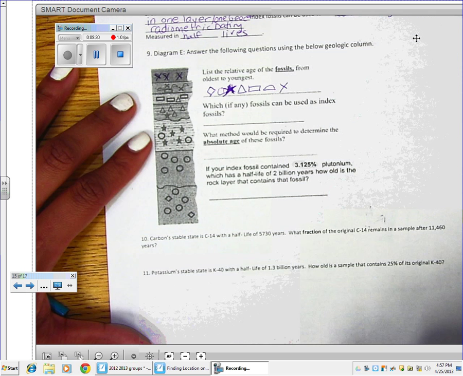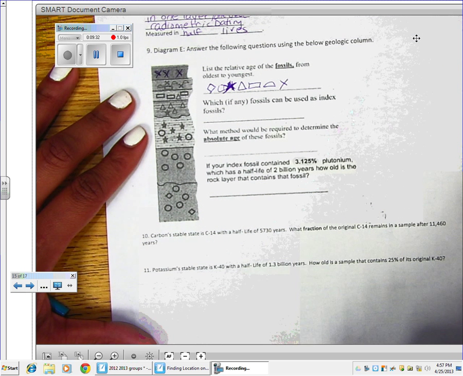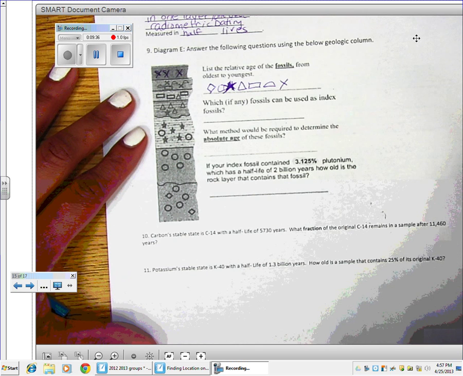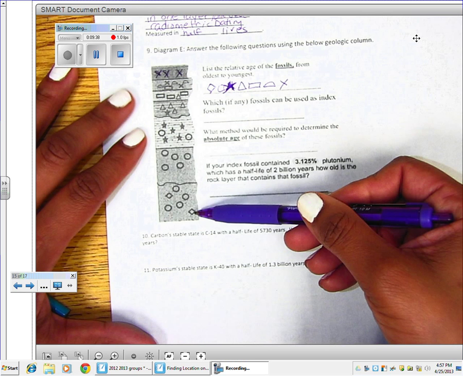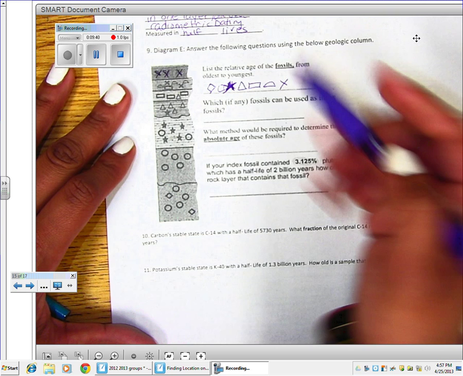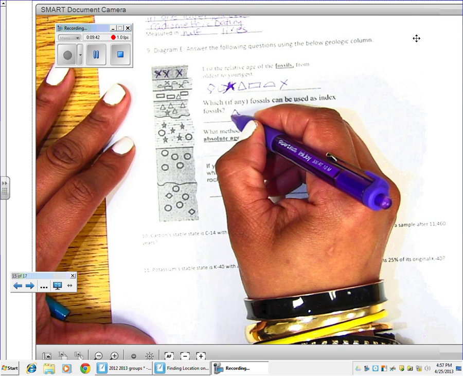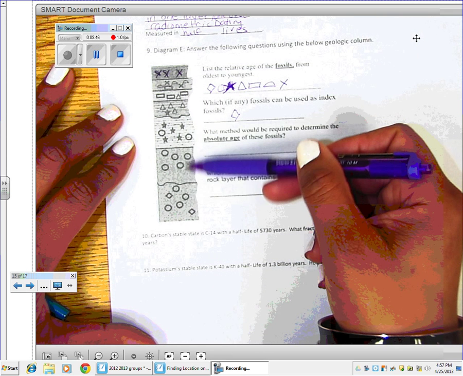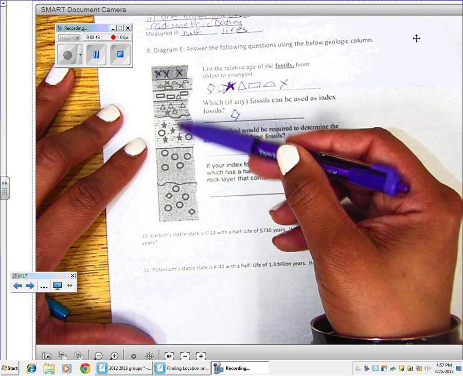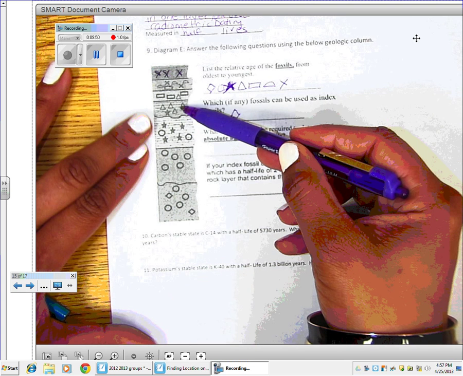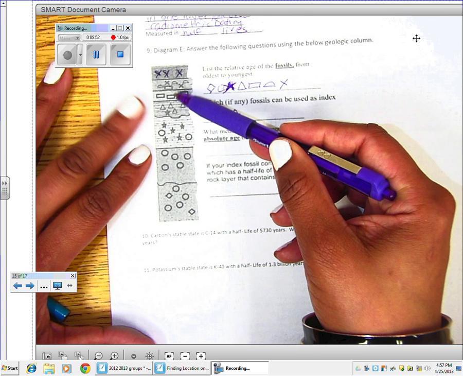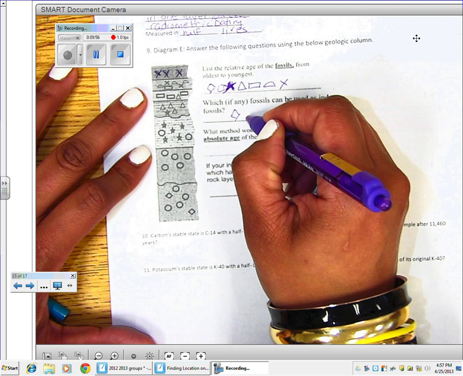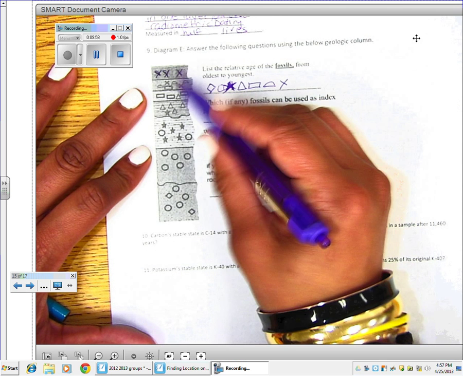Which of any fossils can be used as index fossils? Remember you said index fossils were the fossils only in one geocolumn. Well, diamonds are only in one geocolumn, so we know that's it. Diamonds is nowhere else. Circles are here, here, and here. Stars are here and here. Triangles are here and here. Rectangles are here and here. Half circles are only here. And X's are in both, so there we are.